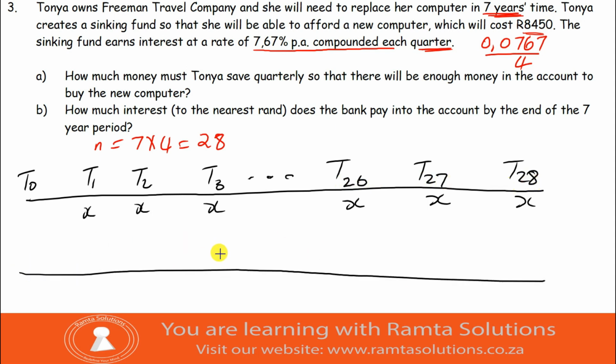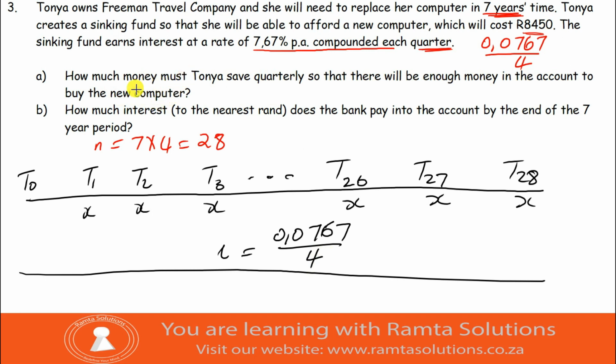And what is the interest? The interest was simply 0.0767 over 4. Remember, 7.67% per annum compounded quarterly. So when you say compounded quarterly, because the year has 4 quarters, you will use 4. Okay? Now the first question says, how much money must Tonya save quarterly so that there will be enough money in the account to buy the new computer?